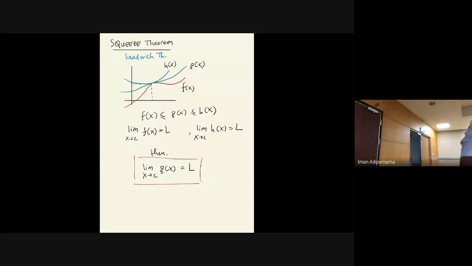Last time we were dealing with the squeeze theorem. Every time you have three functions, f, g, and h, all having an intersection at one point, at least one point, if you know the limit of your first function and the limit of your third function, then you can conclude the middle function will have the same limit L.